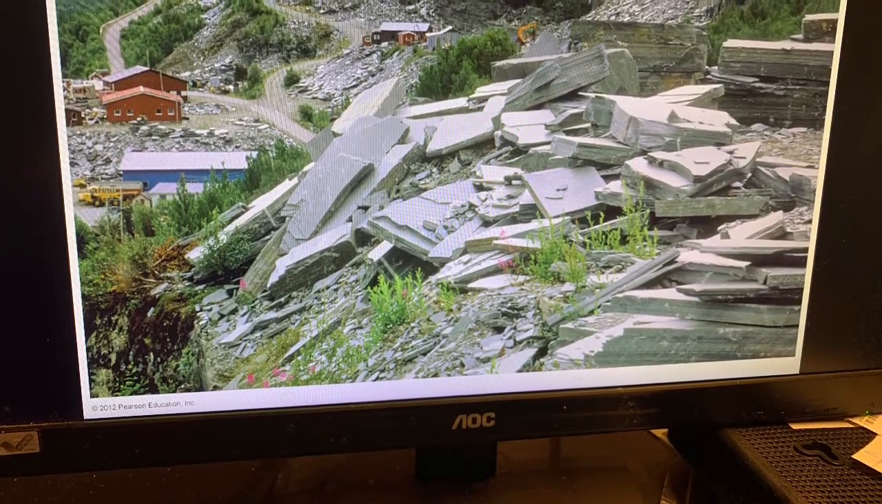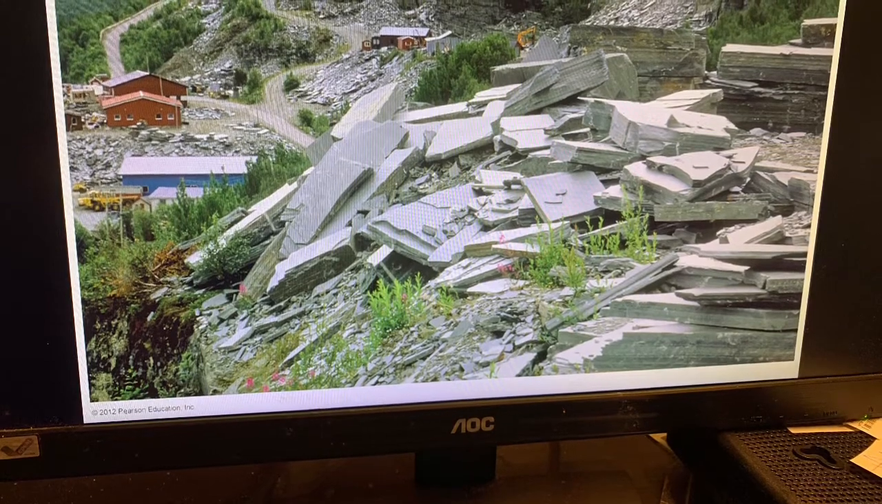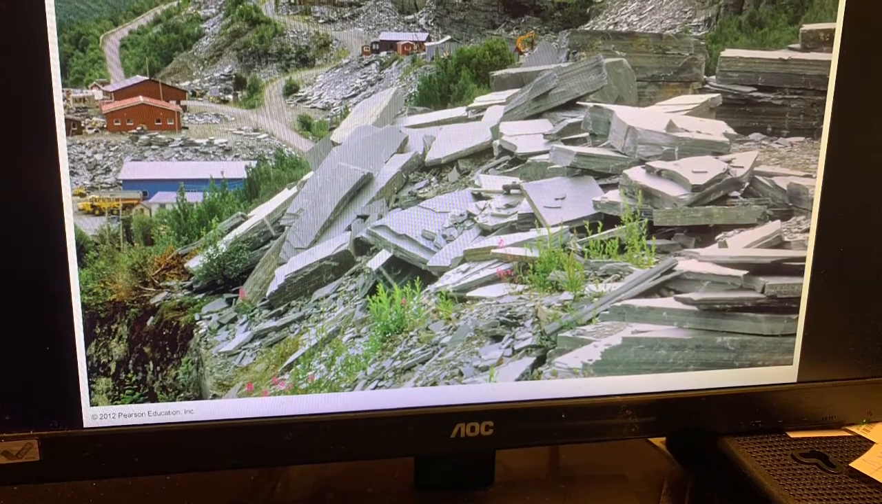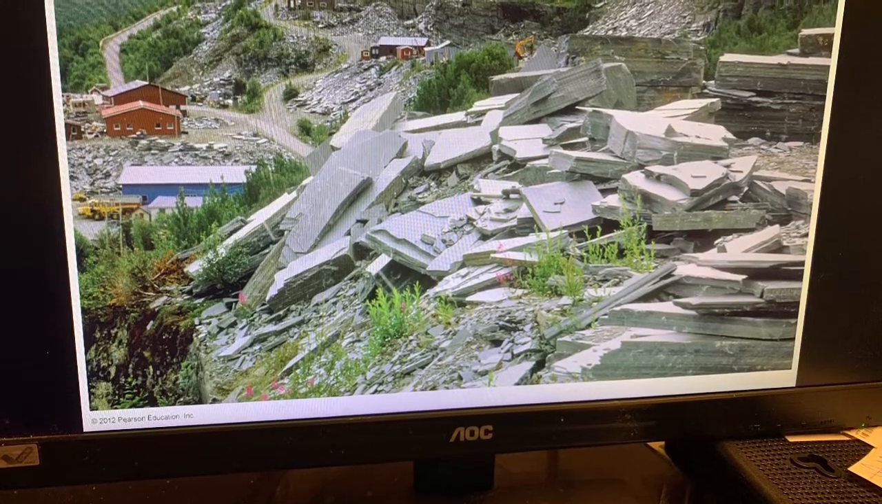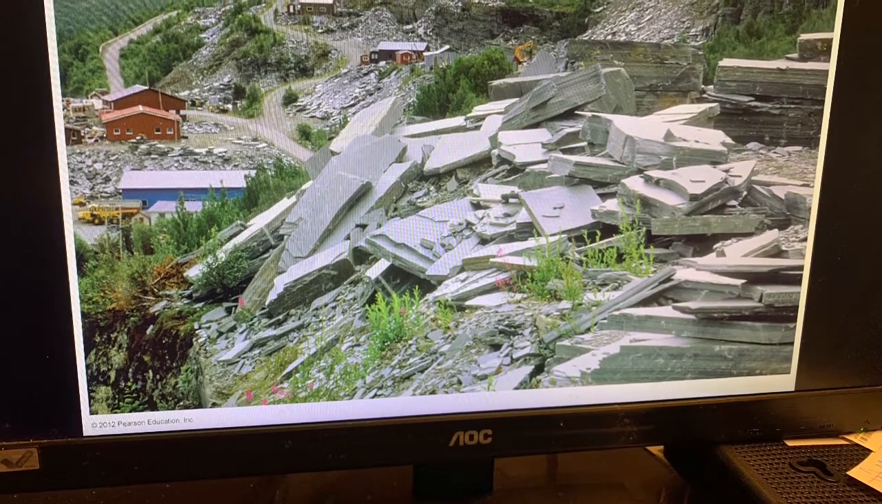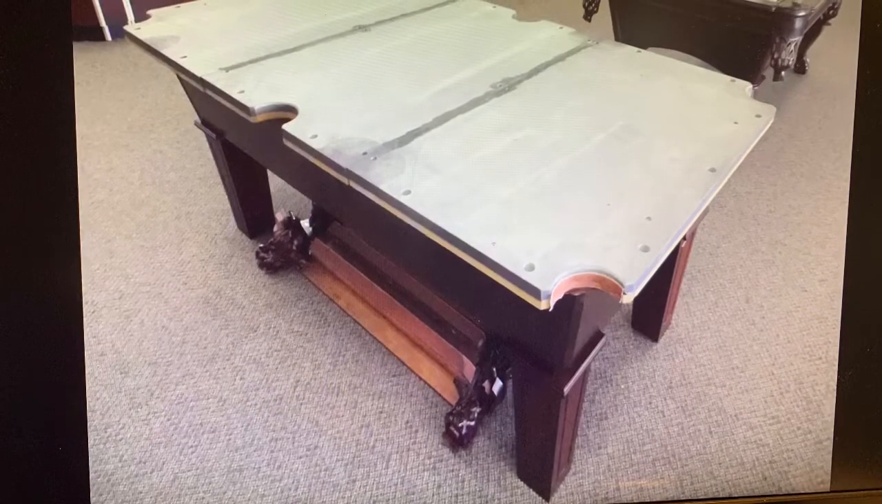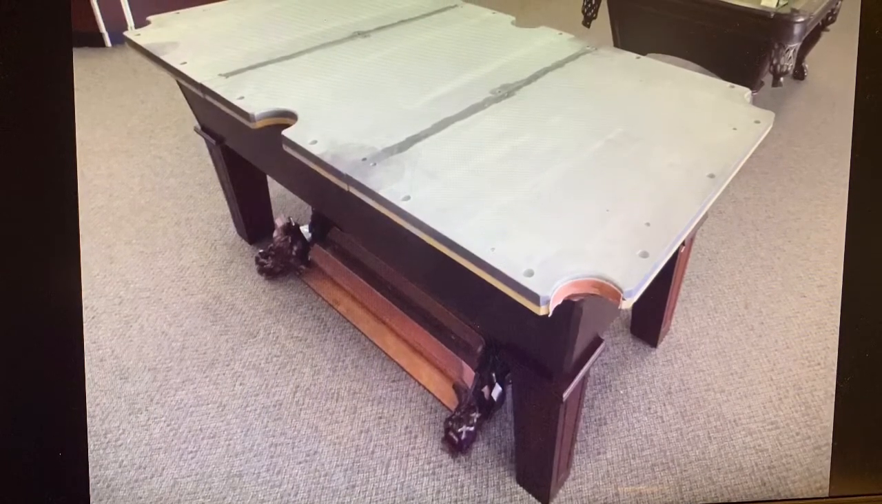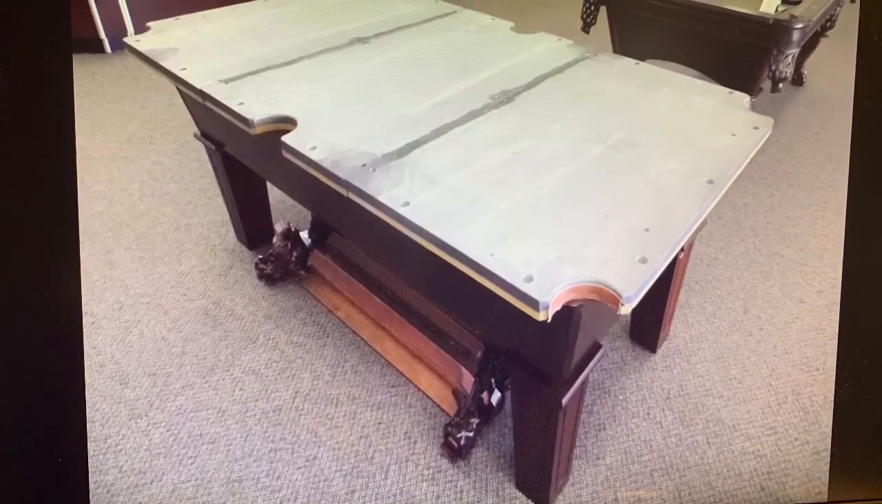Since it always breaks this way, it's incredibly useful for things like blackboards, like we said. Some older roofs will have shingles made out of this, but the most common use is in this. This is a pool table. Pool tables, especially well-built ones that are very expensive, tend to have slate as their base.